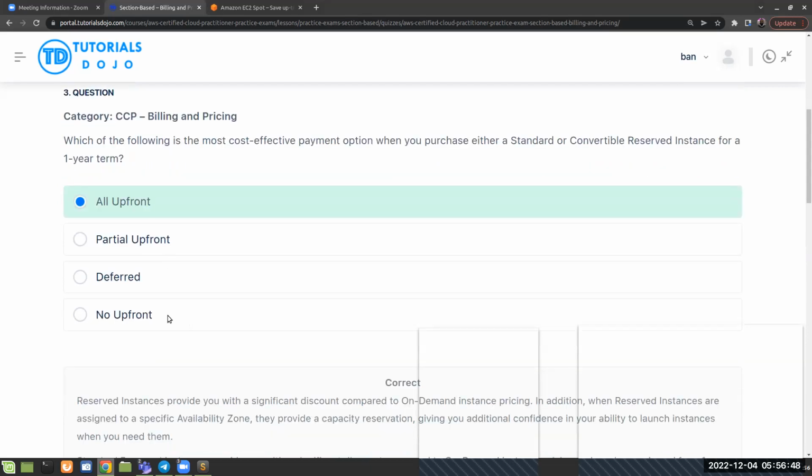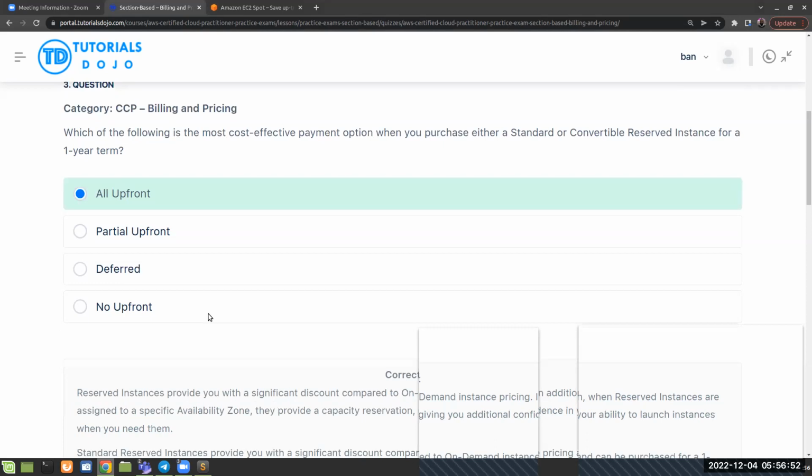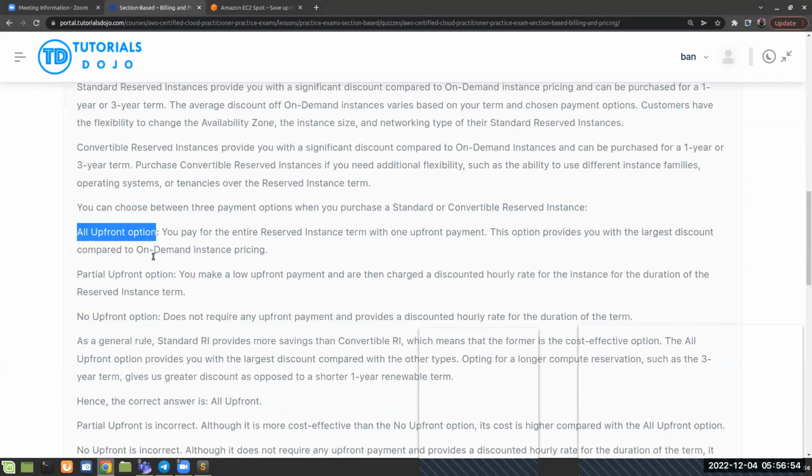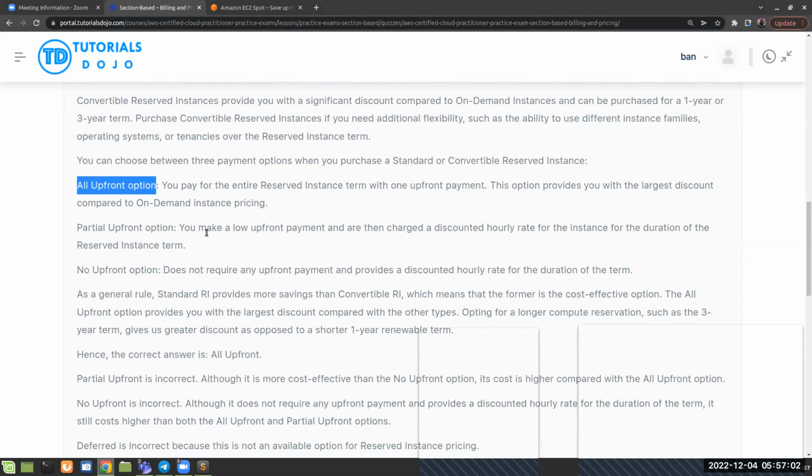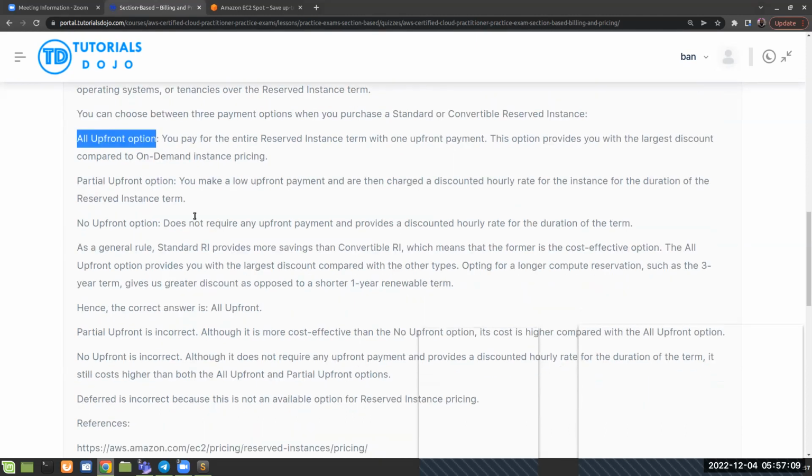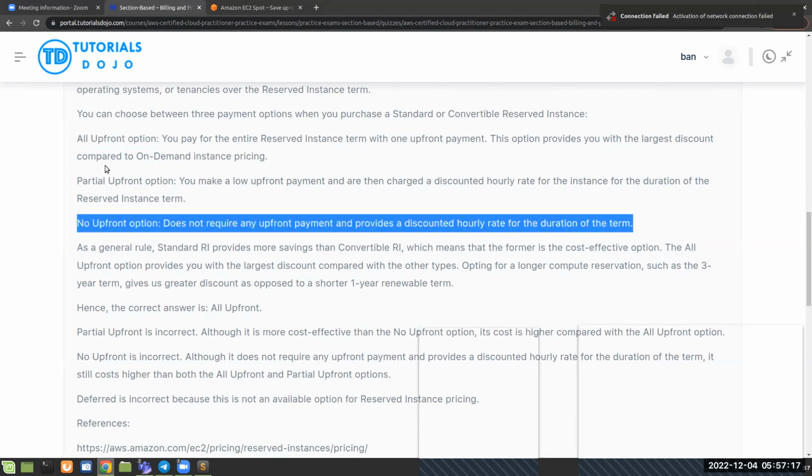So that's a general way I can explain what these different options are. So those are the different options you have. All upfront, you pay for the entire reserve instance term with one upfront payment. Partial upfront, you make a low upfront payment and then are charged a discounted hourly rate for the instance for the duration of the reserve instance term. No upfront does not require any upfront payment and provides a discounted hourly rate for the duration of the term.